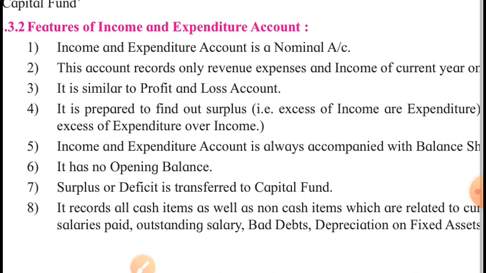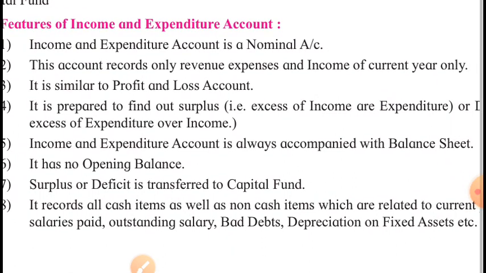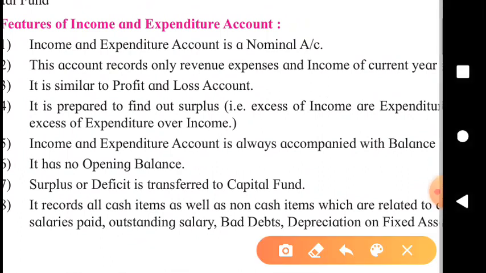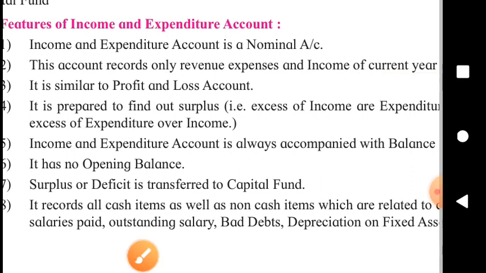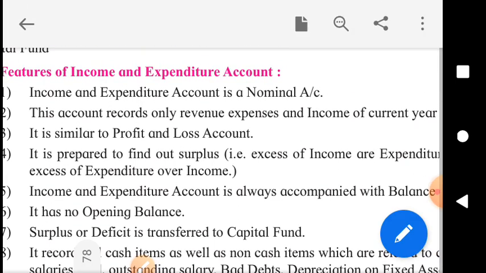Features of income and expenditure account. Income and expenditure account is a nominal account. We know this account records only revenue, expenses, and incomes of the current year only. Again, specifically, current year only. Such words appear there. Current year only means this account records expenses and incomes of the current year only. No previous year and next year items are shown in this account.